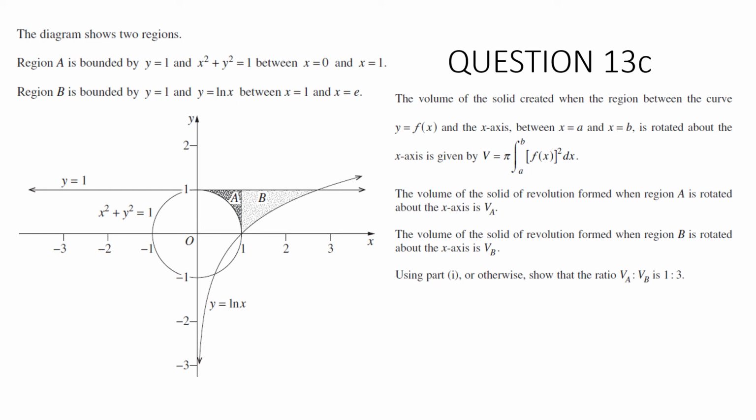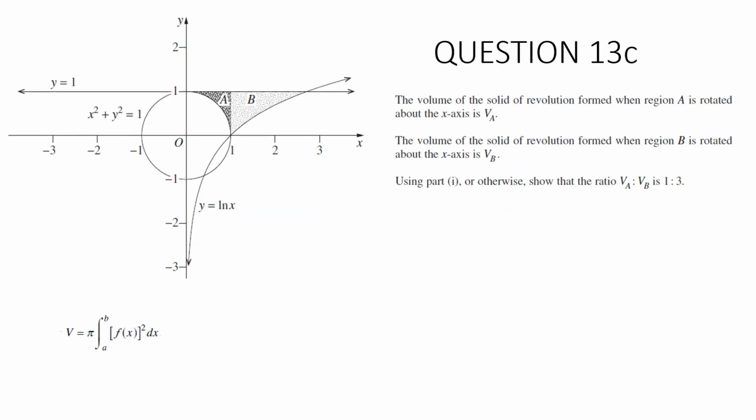The volume of the solid of revolution formed when region A is rotated about the x-axis is V subscript A, and the volume of the solid of revolution formed when region B is rotated about the x-axis is V subscript B. Using part 1 or otherwise, show that the ratio of the volume of A to the volume of B is 1 to 3. So let's start off by working out the volume of A.